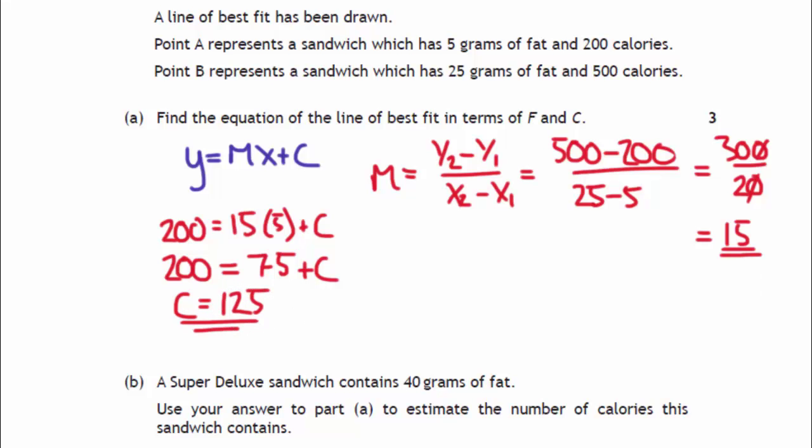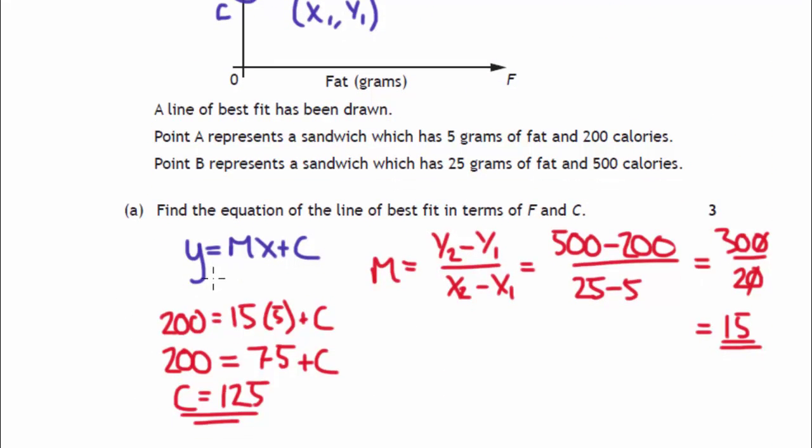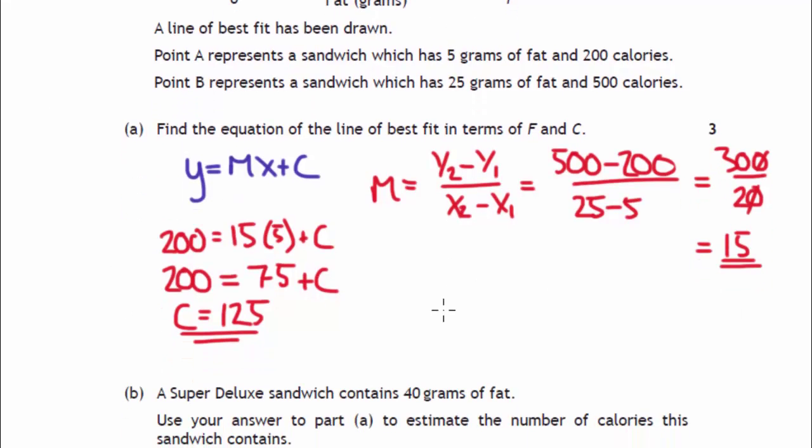Okay, so you work out the gradient and then just pick any of the coordinates, any of the points, and use these coordinates within this equation, and then you'll work out the equation of the line. So we can now write it just like y equals, and that is going to be 15x plus 125. Now what they want is it in terms of f and c.